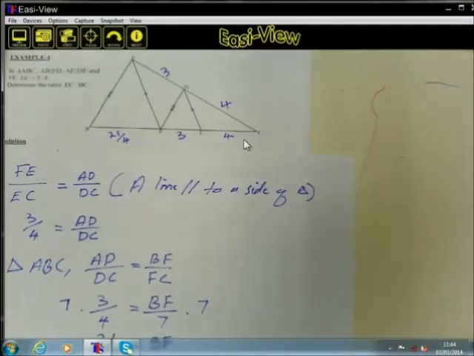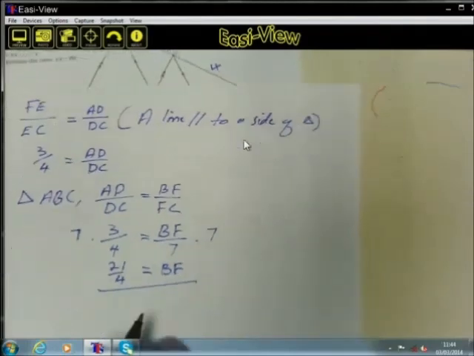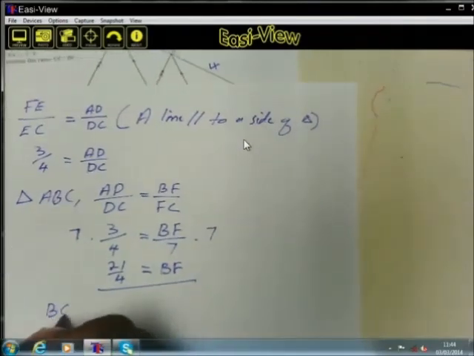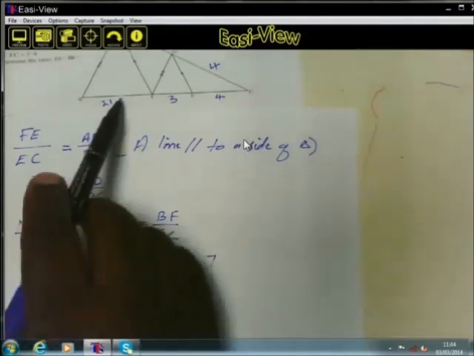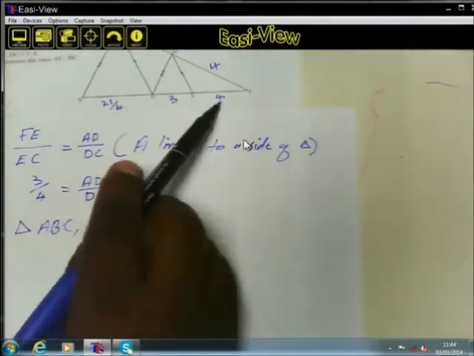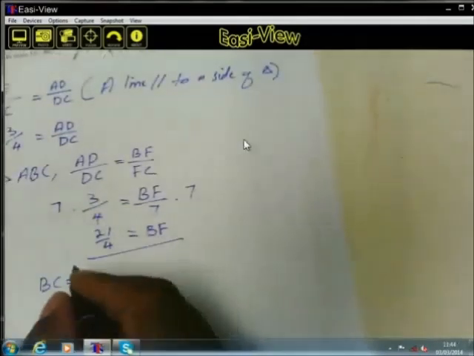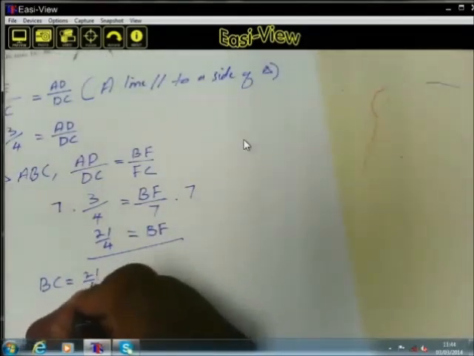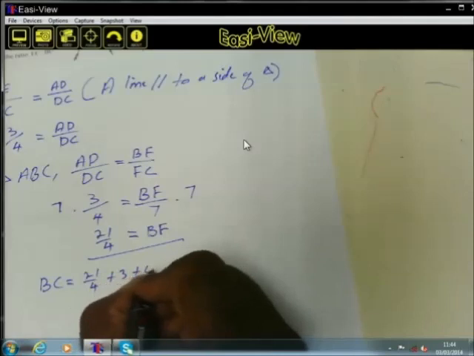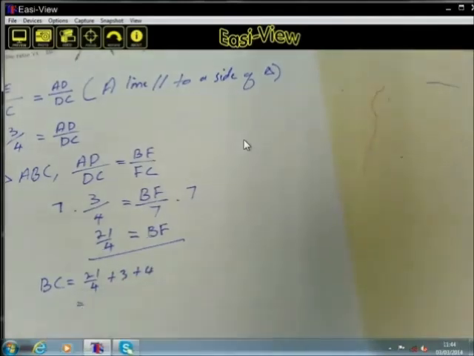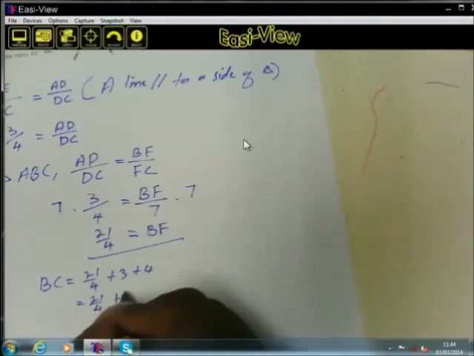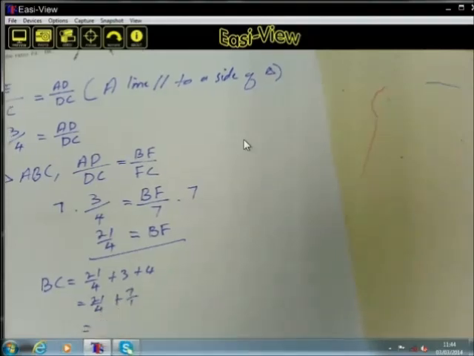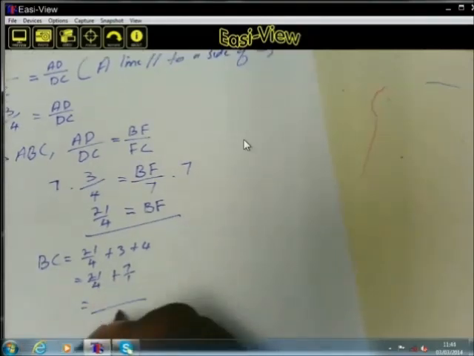Let's check. What it means is that BC is equals to, if I take from the diagram, 21 over 4 plus 3 plus 4. Let's add it together quickly. 3 and 4 give you 7. It's going to be 21 over 4 plus 7. It's over 1. Look for LCD quickly. Our LCD here will be 4.